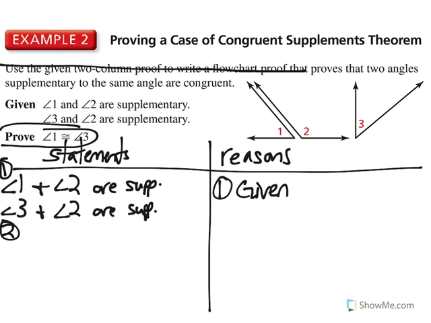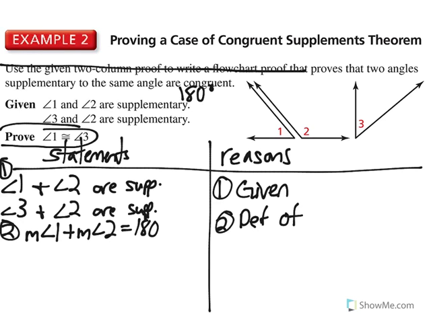So if we start off, we know that angle 1 and angle 2 are supplementary. Think about what that means. Supplementary means 180 degrees, so those two angles have to make 180 degrees. We don't know if they're both 90, we don't know what their measures are, but we do know that they would add up to be 180, so we would want to write out that statement. So we would know the measure of angle 1 plus the measure of angle 2 would equal 180 degrees. And we would know this based on the definition of supplementary angles.